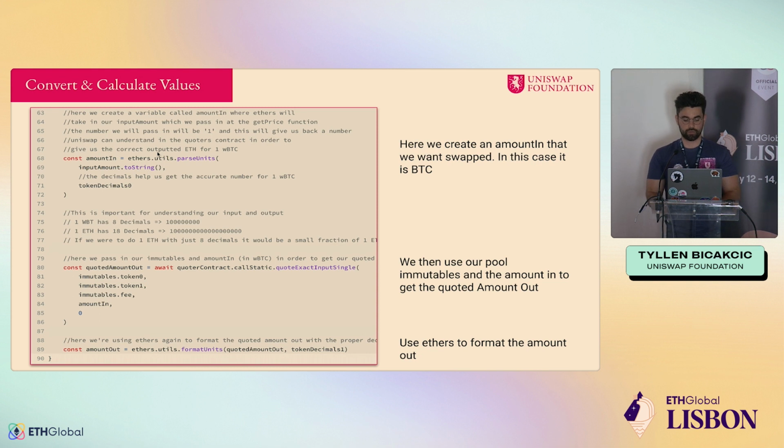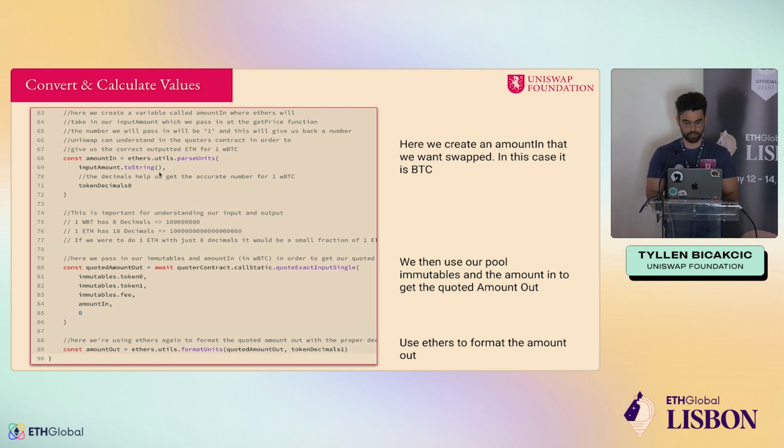Now that we have all the information we need to actually get the live spot price, we're going to use ethers to calculate an amount in and then a quoted amount out, and then format that and get our result. So here we're putting in an input amount, which will be the price of one wrap BTC to ETH. And we're also going to include the decimals for one wrap BTC so it can be formatted correctly. As you can see here, one wrap BTC has 8 decimals, while one ETH has 18 decimals, and that will impact what your result looks like after you've calculated it.